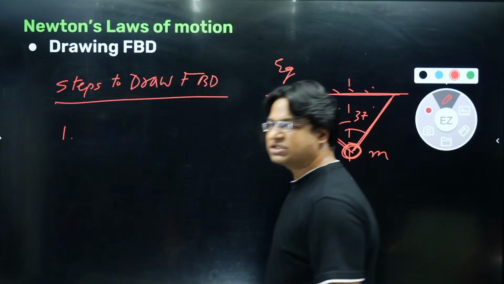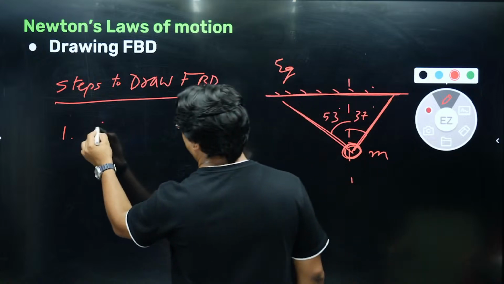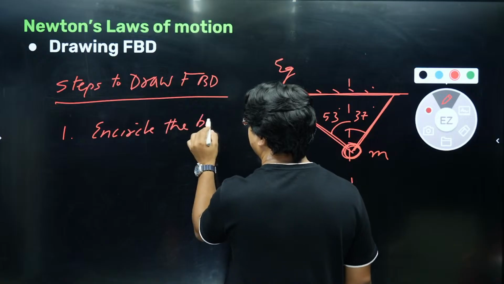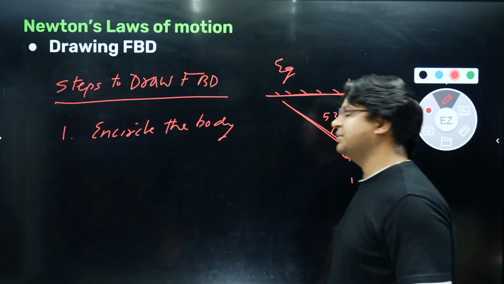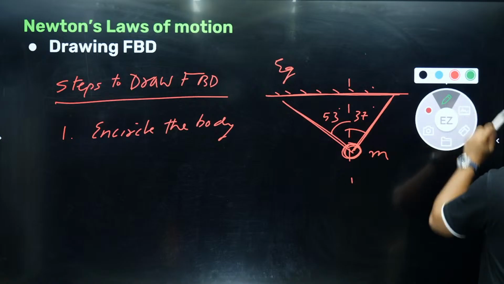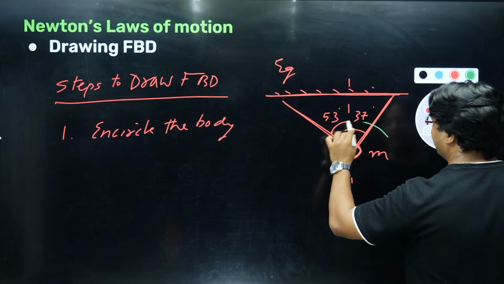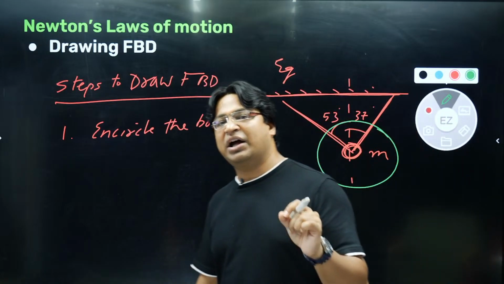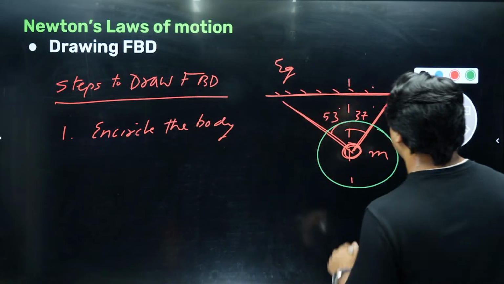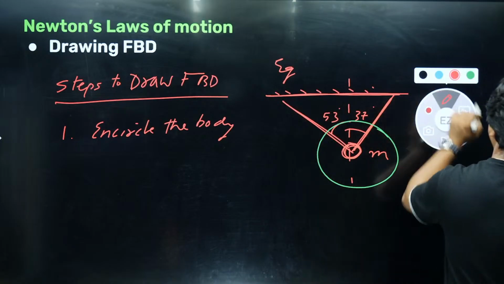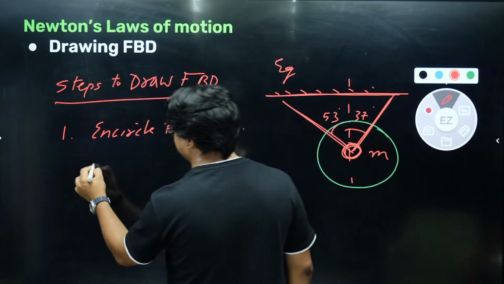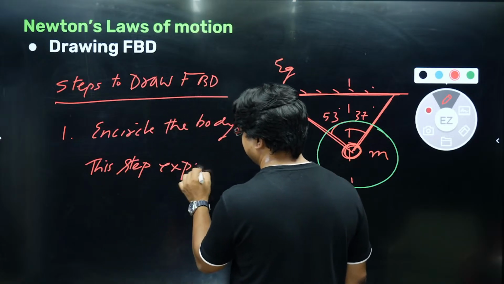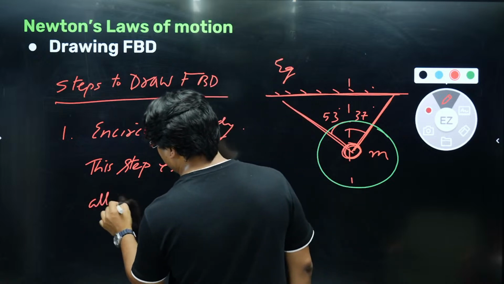The first step is to encircle the body. For example, I will put my pen here, and then I will make an enclosure in which only that object will come, the FBD of which I'm trying to make. What this step helps us with is that it exposes all contact points.